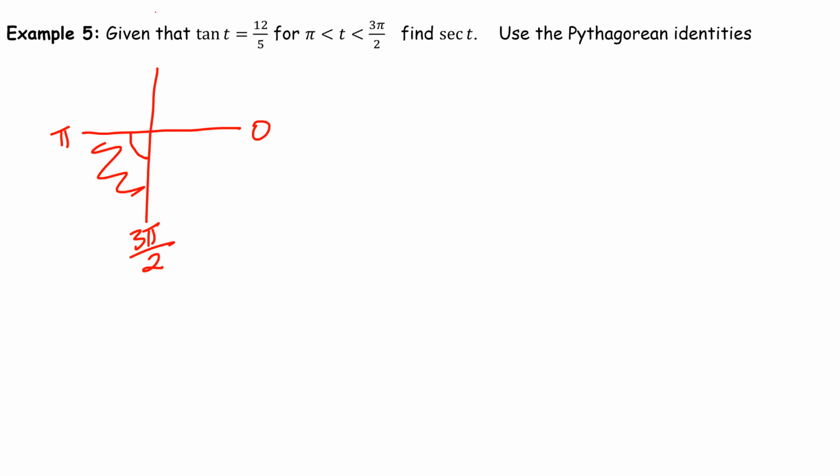So if you know the tangent, we're going to use the Pythagorean identities, and I don't have them all memorized. I just memorized this one, sine squared t plus cosine squared t is equal to 1. And then if I need something different, I know that I can either divide this equation by sine squared t or cosine squared t to get the other 2 identities.